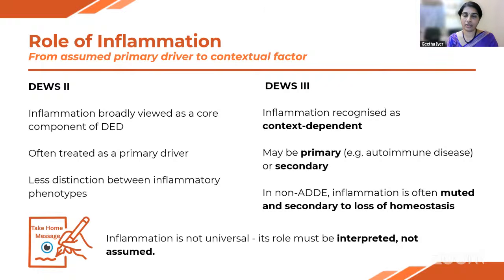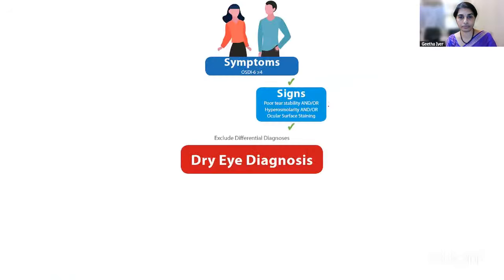Inflammation was given a very significant role in DUCE-2, and it shifts from assumed primary driver to a contextual factor in DUCE-3. So DUCE-3 recognizes inflammation as context dependent. It may be primary or it may be secondary. There are certain instances where inflammation is often muted and secondary to loss of homeostasis. Therefore, DUCE-3 clearly mentions that inflammation is not universal. Its role must be interpreted and it must not be assumed.